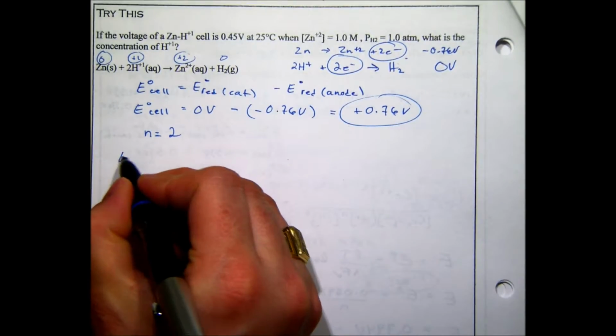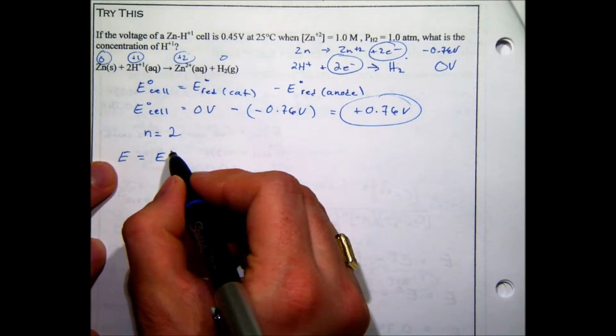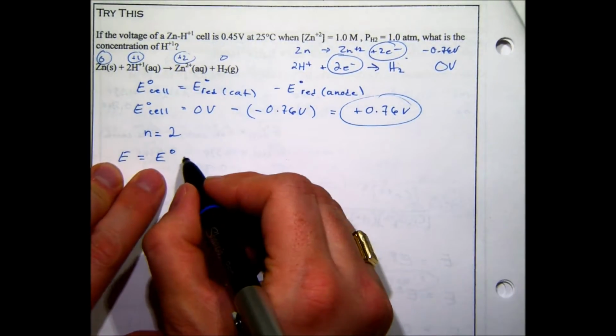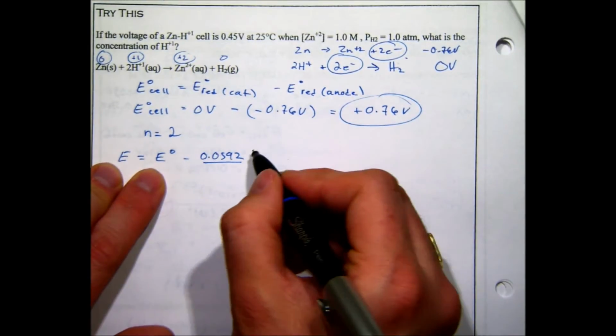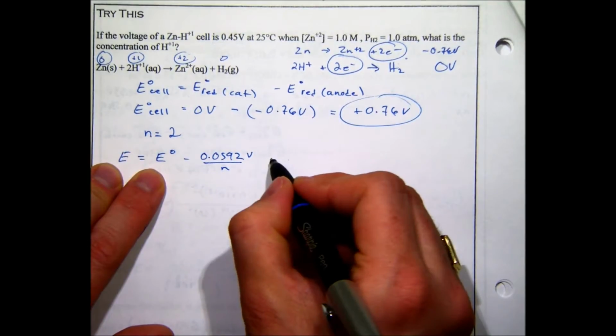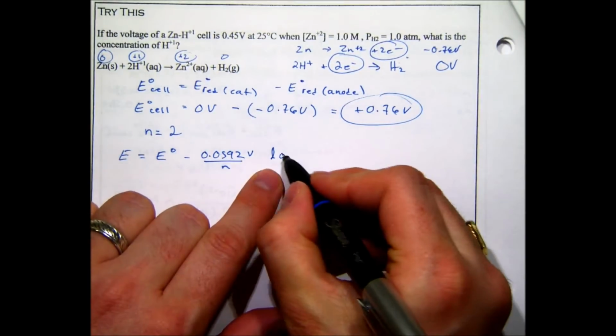So we now go to the Nernst equation. Ecell is equal to standard cell potential minus 0.0592 V over N, and we have log Q.